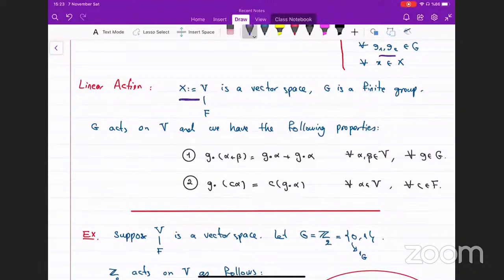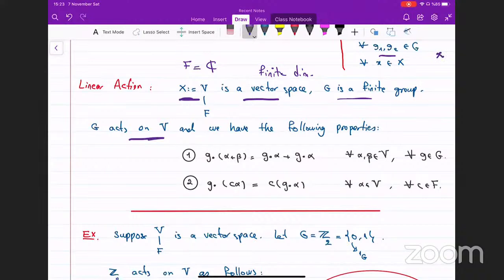So what do I have as a set here? The set is a vector space over a field F. In my work, by F, I mean the field of complex numbers. So even if I don't mention this, F is the field of complex numbers. So we have a vector space over the field of complex numbers. And whatever I mean by a vector space, I always mean finite dimensional vector spaces. And G is a finite group. So a group here is always a finite group. I say that G acts on V, a normal action, whatever we discuss here.